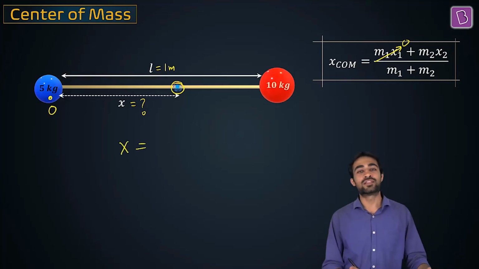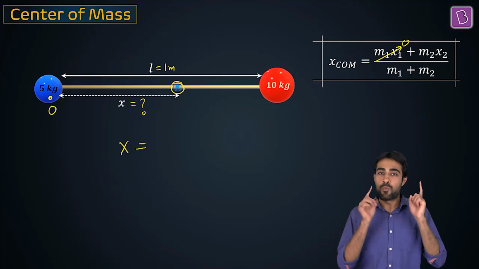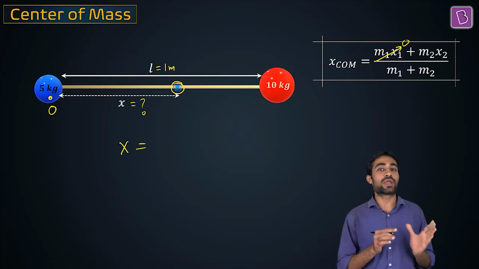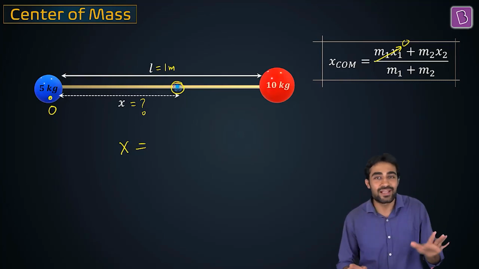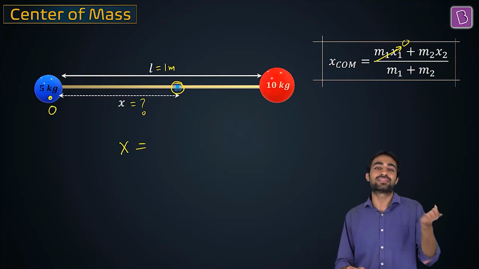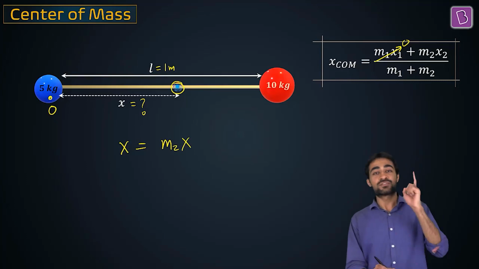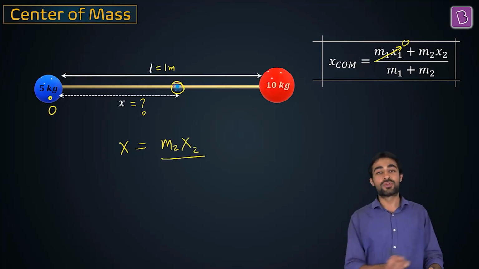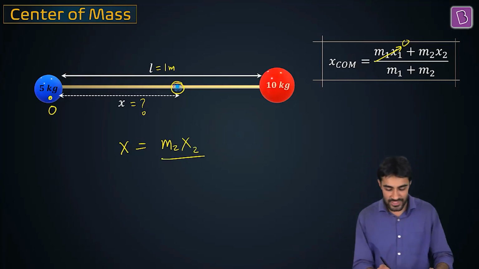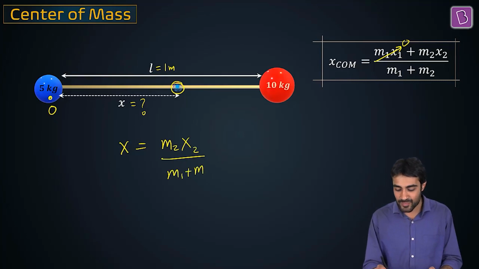Whenever you want to find the location of the center of mass from one particular mass, then you have to look at the other mass. You have to forget everything about the first mass. You have to look only at the other mass. The other mass is m2. The distance of the other mass from the first mass is x2. We have to divide this by the total mass of the system, which is m1 plus m2.